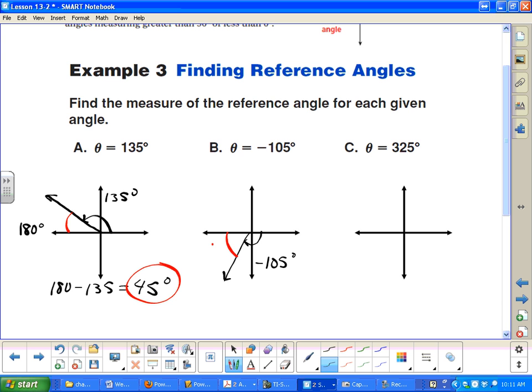Well, in this case, it's negative 180 degrees. So how far is 105 from 180? If I subtract them, all I need to do is find the difference between 105 and 180. So 180 minus 105 is 75 degrees. So in this case, our reference angle is 75 degrees.